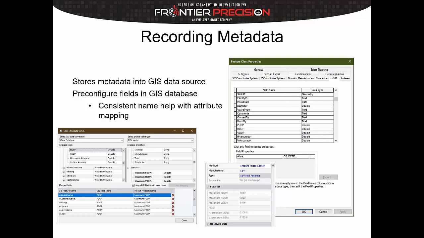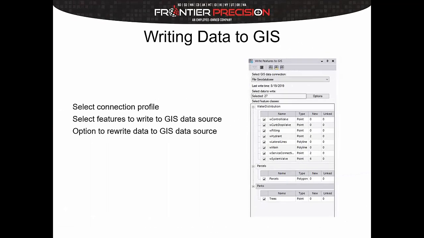It is easier if you make the names match between your different features, so that it can pick up and map them all at once instead of having to select them individually. Just be aware that right now the only metadata that can come across is from Access and not from TerraSync. So once we have those metadata fields mapped, we can go ahead and write the data to the GIS source.